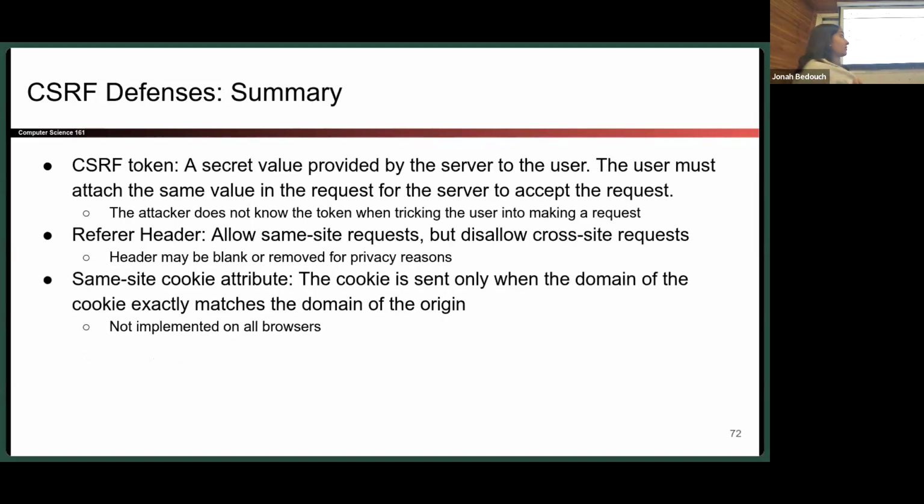And then the last slide of the day. These are the summaries of defenses we talked about. We have this additional secret that we're generating called the CSRF token, and this can make it harder to forge requests. And then we also have referer headers and same site attributes that basically prevent cross-site requests from running.